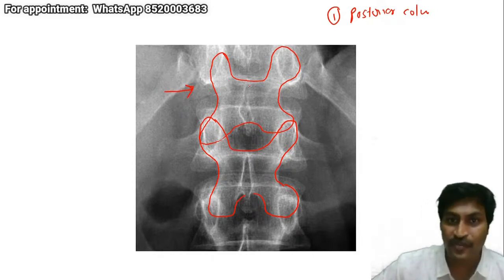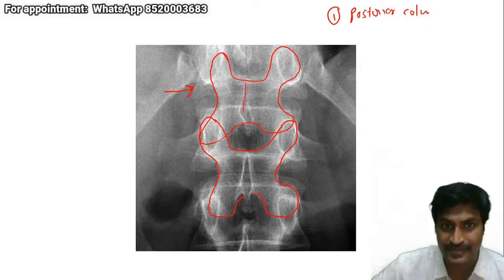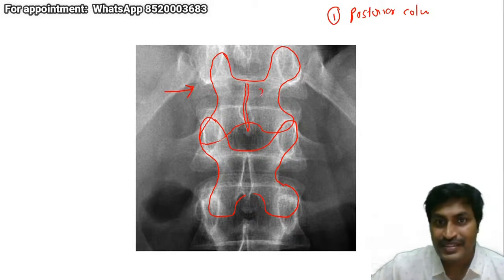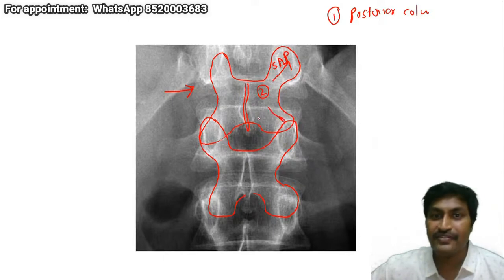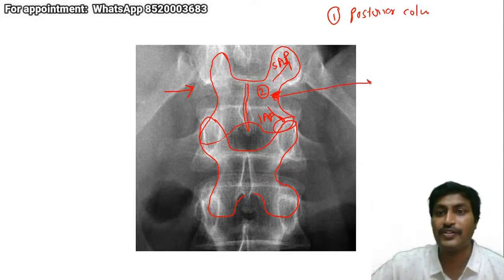If you have identified the butterfly, you have identified the posterior column. So in the posterior column, what are there? As I've told you, the posterior column has a spinous process. This is the midline of the butterfly. This is the portion which is known as the lamina. This is the superior articular process. This is the inferior articular process. This junction between superior and inferior is known as the pars interarticularis.